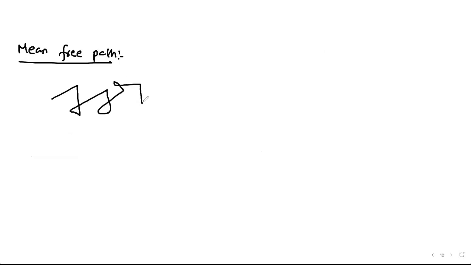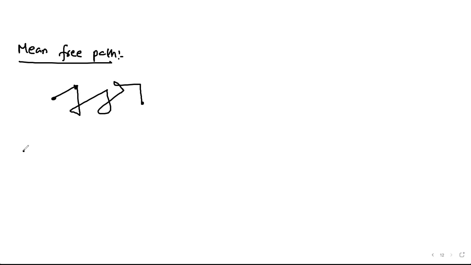The next is mean free path. Basically, when a gas molecule moves, it does not travel in a straight line. It travels in a zigzag path, and it keeps on colliding with other molecules. During two successive collisions, say one molecule here and another molecule here, the average distance traveled by the molecule is known as mean free path.